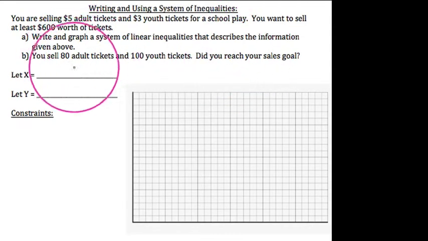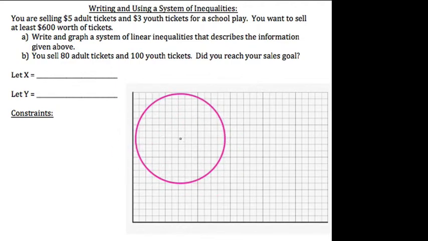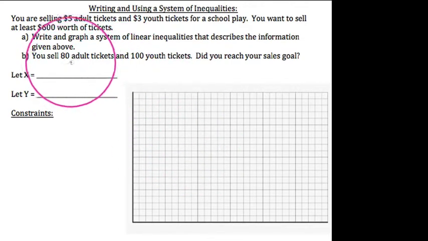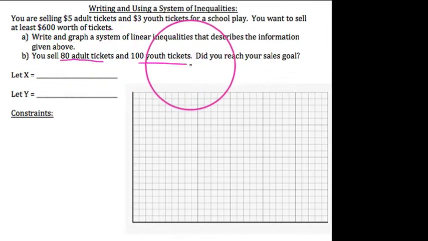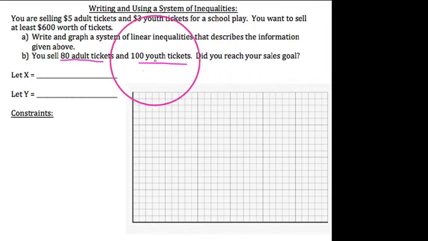Which is something, by the way, we could calculate right now. I mean, we don't have to draw a graph to figure this out. I want you to think, how could I use the fact that I sold 80 adult tickets and 100 youth tickets to see whether I reached our goal of at least 600 bucks?